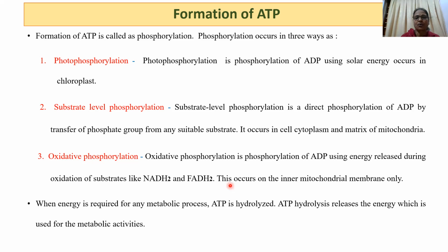That is called oxidative phosphorylation. It occurs in the inner mitochondrial membrane only. And in this way, ATPs are synthesized. When ATPs are used, what happens? Whenever the cell is in need of energy for its metabolic activities, the ATPs get hydrolyzed.